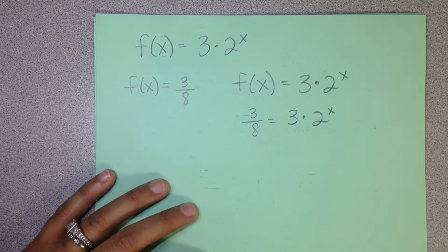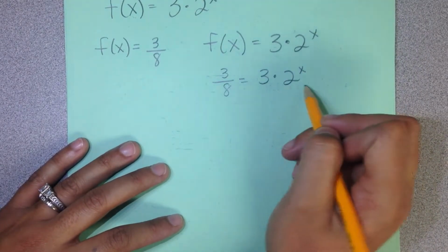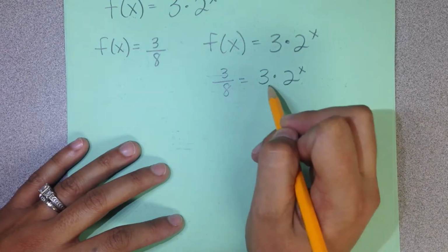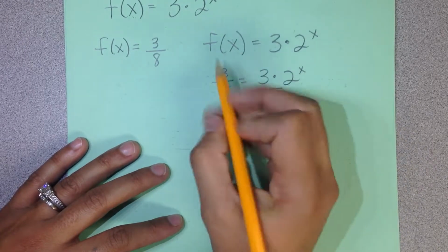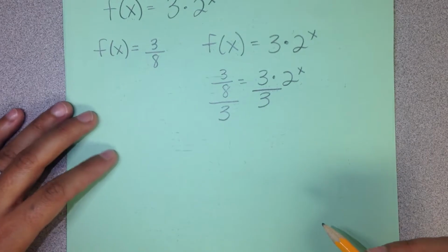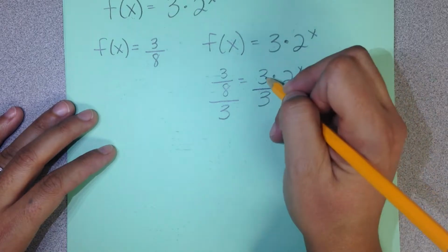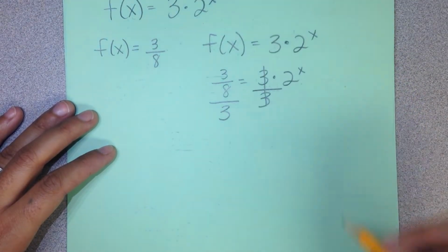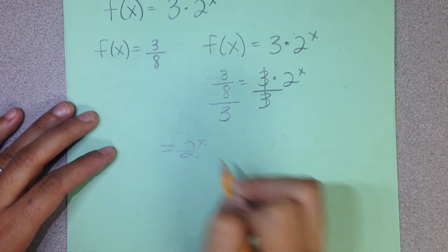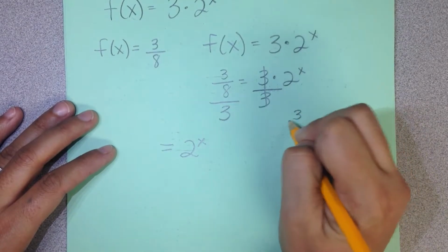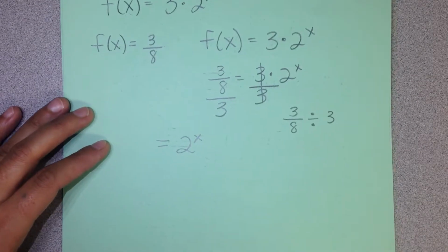So we get 3/8 equals 3 times 2 to the x. So now we have to solve for x. So what we're going to do is, we're trying to get x by itself and everything with it. So let's get rid of the 3. So opposite operations, right now it's multiplying, so we're going to do the opposite. We're going to divide by 3. And this side we're going to divide by 3. So here we get 1. This becomes 1. So on the right side we're left with 2 to the x. On the left side we have 3/8 divided by 3.